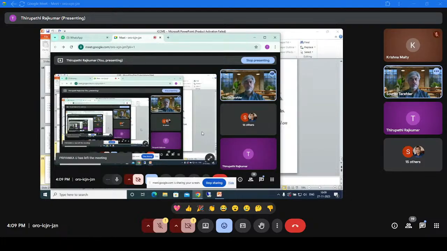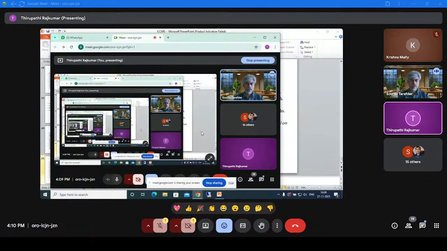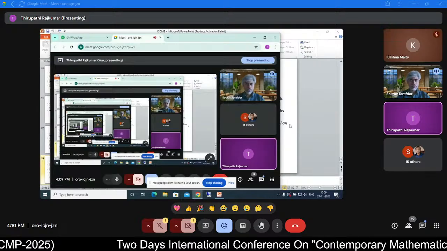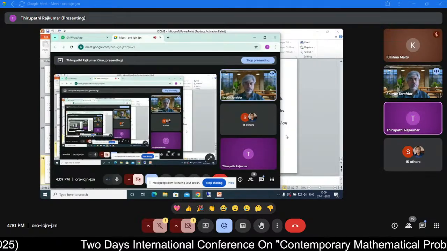Just one thing, Tirupati. Yes, sir. I want to ask about this B chromatic number, did you define it? Did you introduce it, or was it already done? Already done in complete graph, bipartite graph, path graph, but newly introduced in Sierpinski graph. You have introduced it, right? Yes, sir. Good.